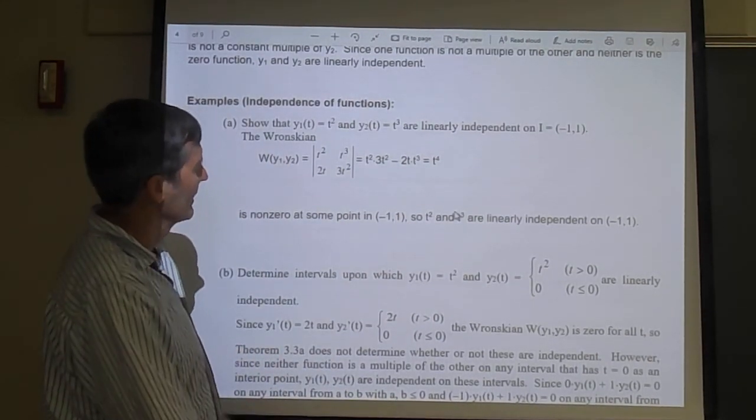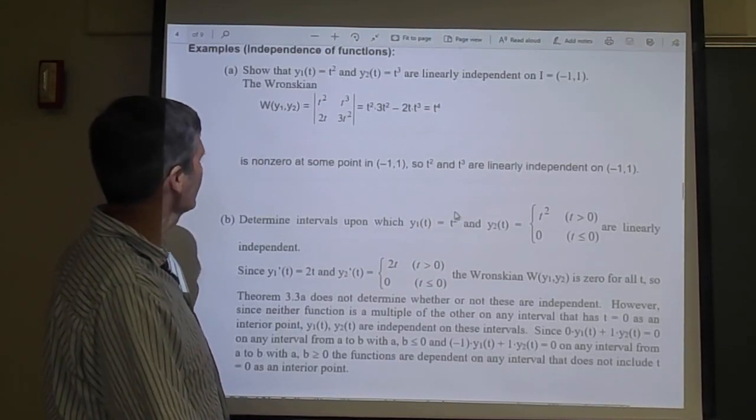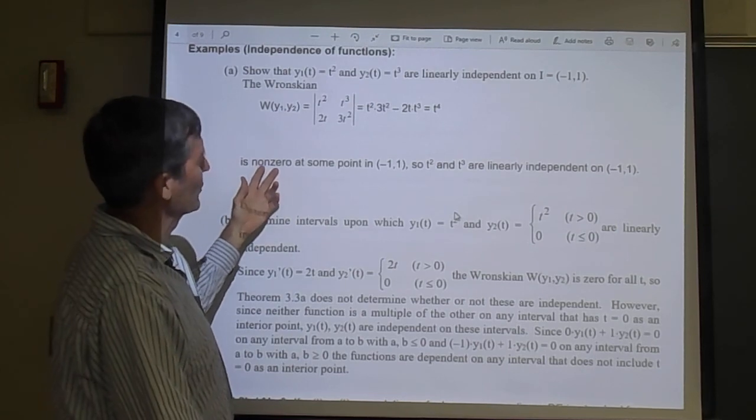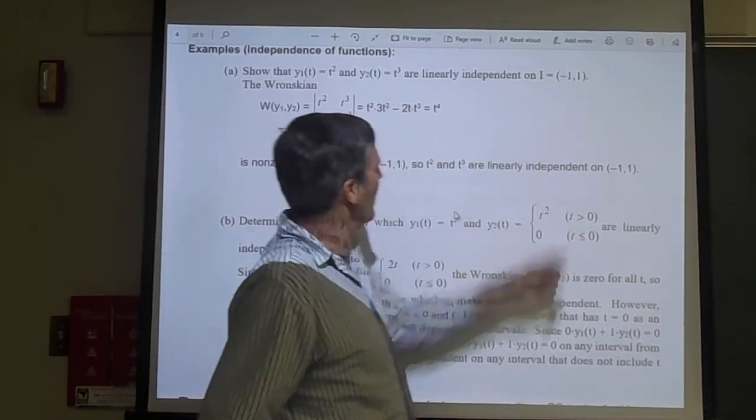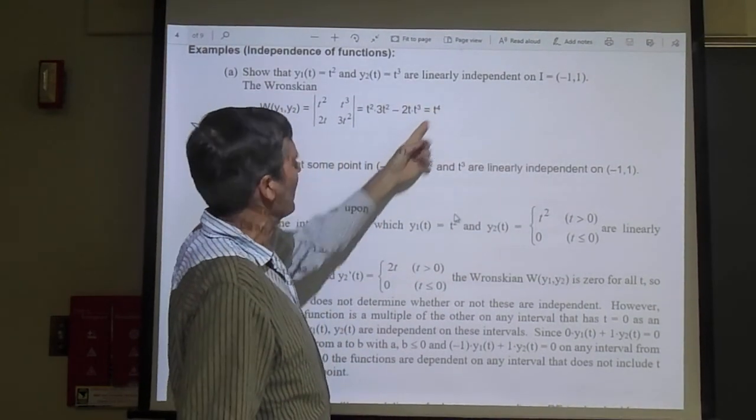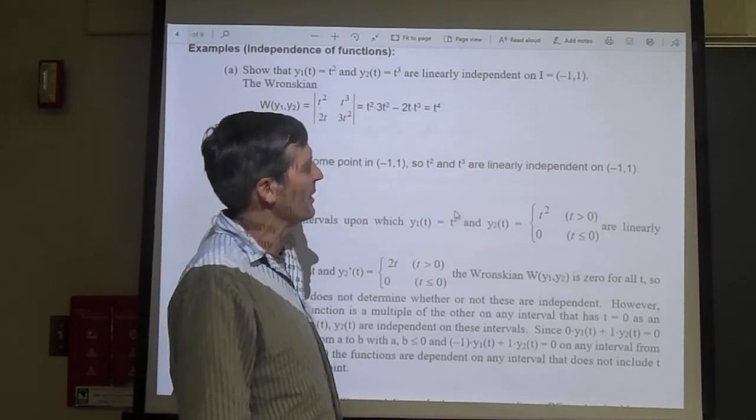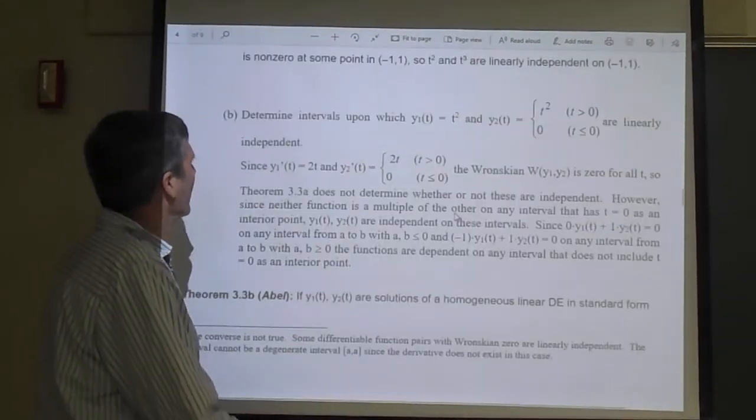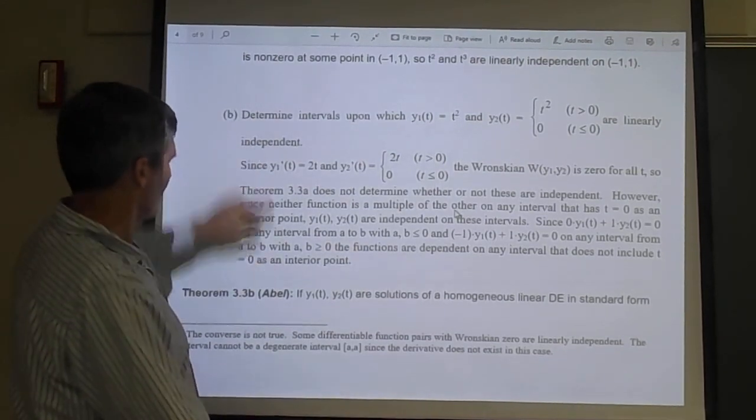And actually, you could say, suppose I want to show these are linearly independent on the interval t going from -1 to 1. Well, I know that at t equals a half or something, the Wronskian is not zero. Since it's not zero at some point, these are linearly independent on the whole interval. This one I think I'm going to skip.